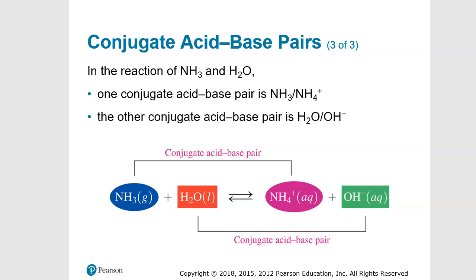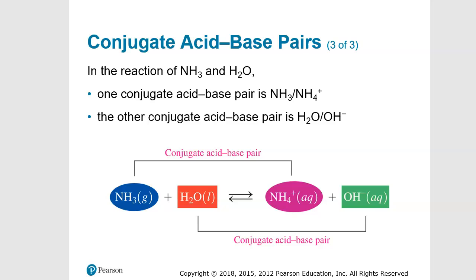You see everything on both sides has hydrogen in it. So this is a good example to point out what I'm saying. What's the conjugate acid-base pair? Well, one has to be on the reactant side, the other has to be on the product side.